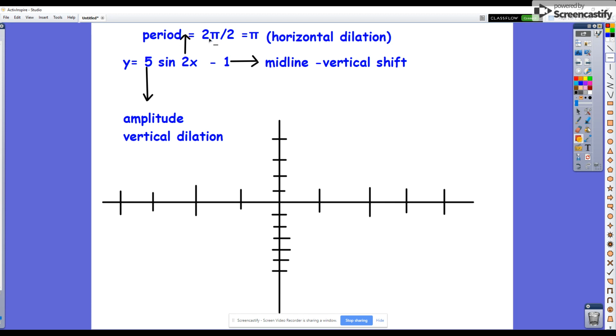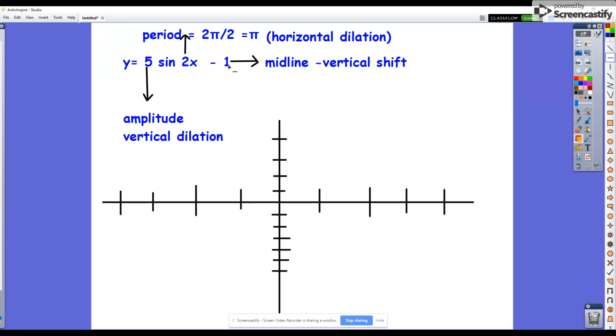So the period of the sine curve is 2 pi, and I'm going to take this 2 and divide it into the period of the sine curve. So 2 pi divided by 2, my new period is going to be pi. And then this minus 1 here, subtract 1, this is going to be my midline or vertical shift.